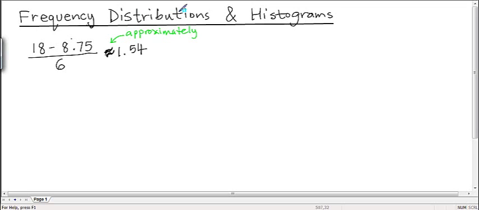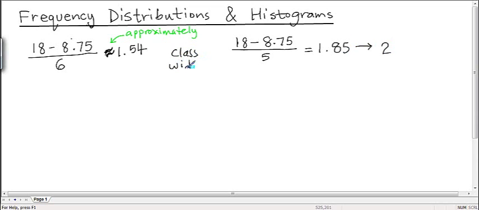Now 1.54 is not really a round number, so let me change my class width by changing the number of classes to 5. Once I do that calculation, I get 1.85, which is pretty nice. I can round that to 2. So you can round the class width. We usually round up, so I'm going to use this one. So I'm going to have 5 classes.